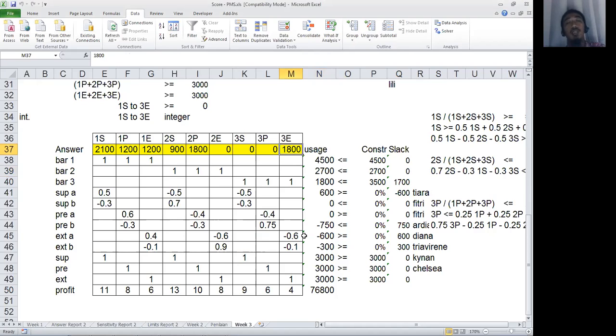So this is the answer. The maximum profit that we will get is 76,800. And this is the answer that we need to have: 2,101S, 1,201P, 1,201E. Yeah, we utilize all of them.